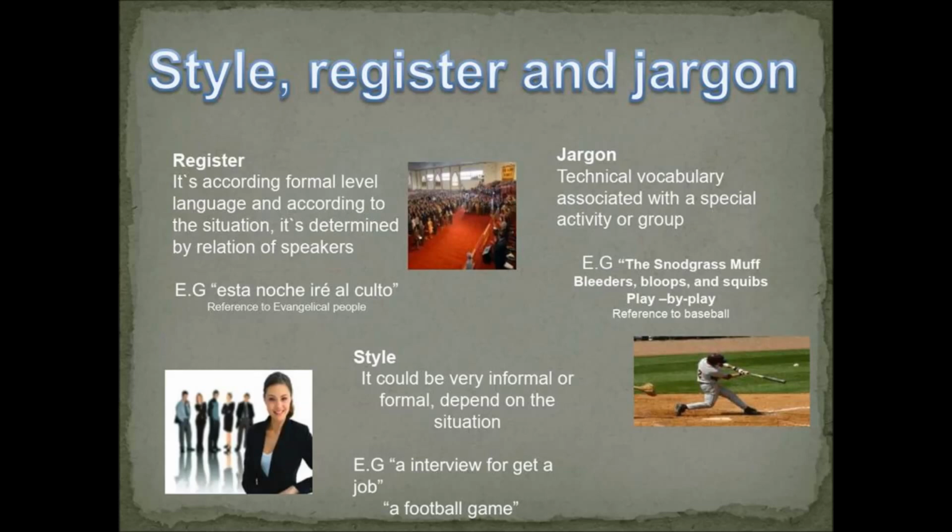Register is a contextual use of language, a context-specific and profession-specific use of language, and the borrowing of various professional terms into the language becomes a very important feature of English. And jargon is a technical vocabulary associated with a special activity or group. For example, the snodgrass, muff, leaders, blops and squeebs, play by play. It's a reference to baseball. So these are some of the very important features that have been constantly borrowed into the English language.